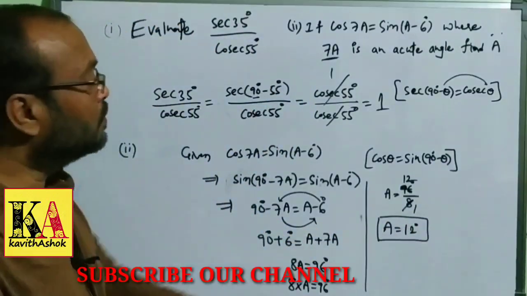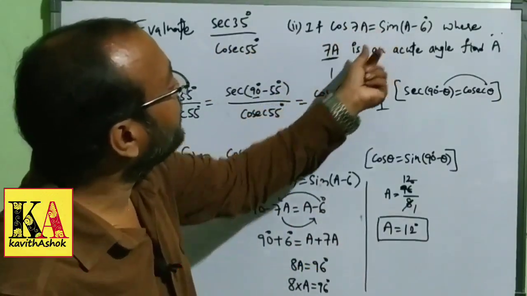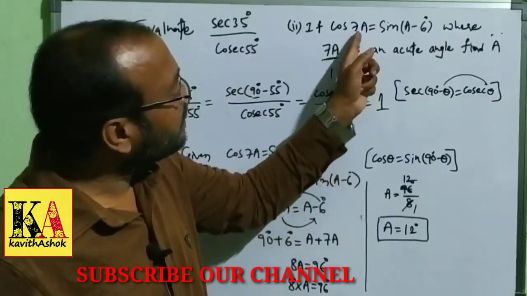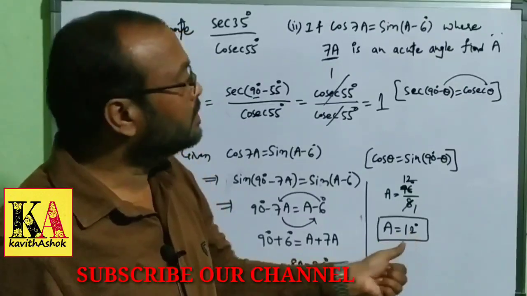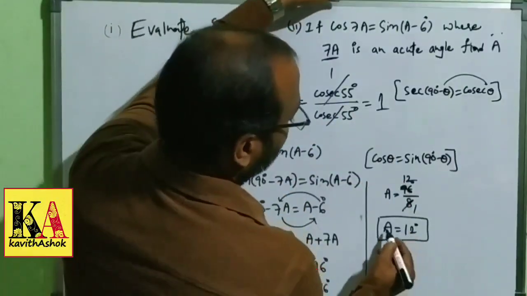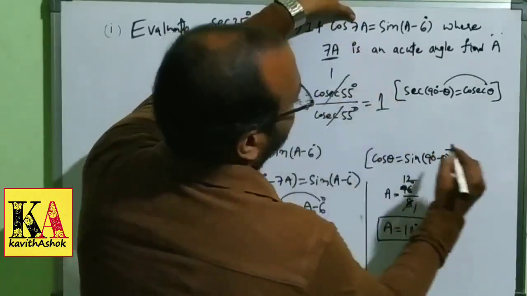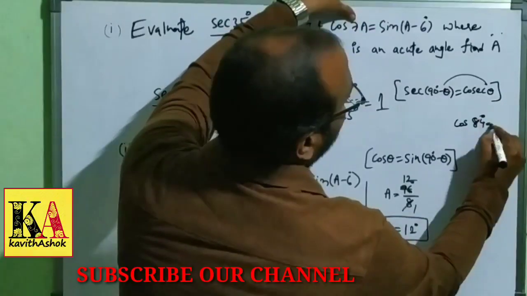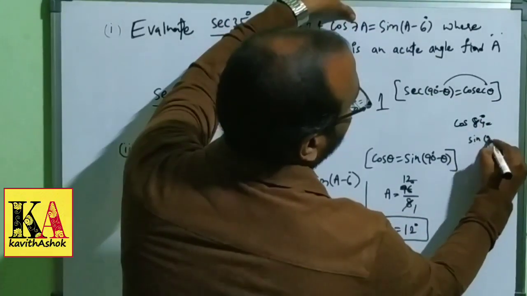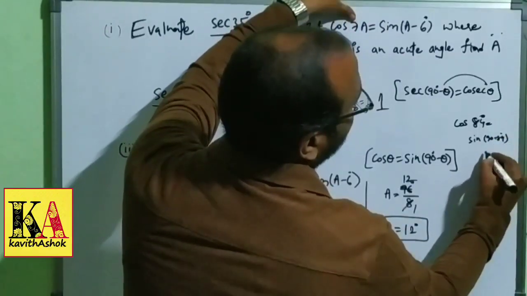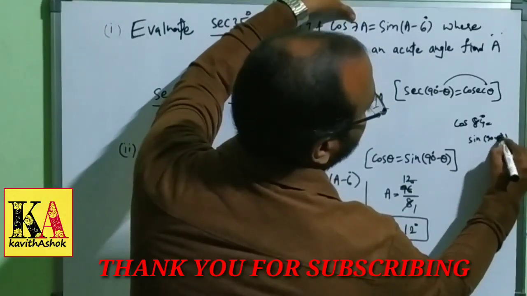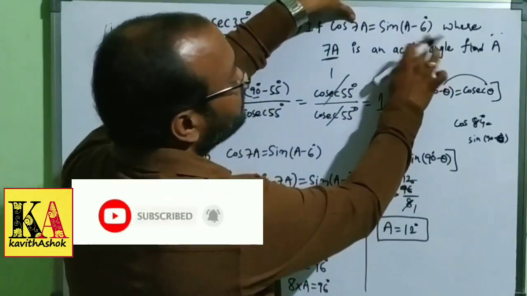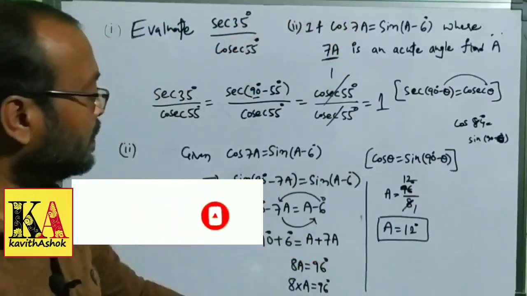He has given that 7a is an acute angle, find a. So the a value will be 12 degrees. If you want to check it, we can easily check. A is 12 degrees, 12 times 7 is 84. So cos 84 degrees, if you convert, what will it become? Sin 90 minus 84, which is sin 6 degrees. And sin a minus 6 degrees is 12 minus 6, which is also 6 degrees. In the same way, we get the same answer. So like this we can calculate.